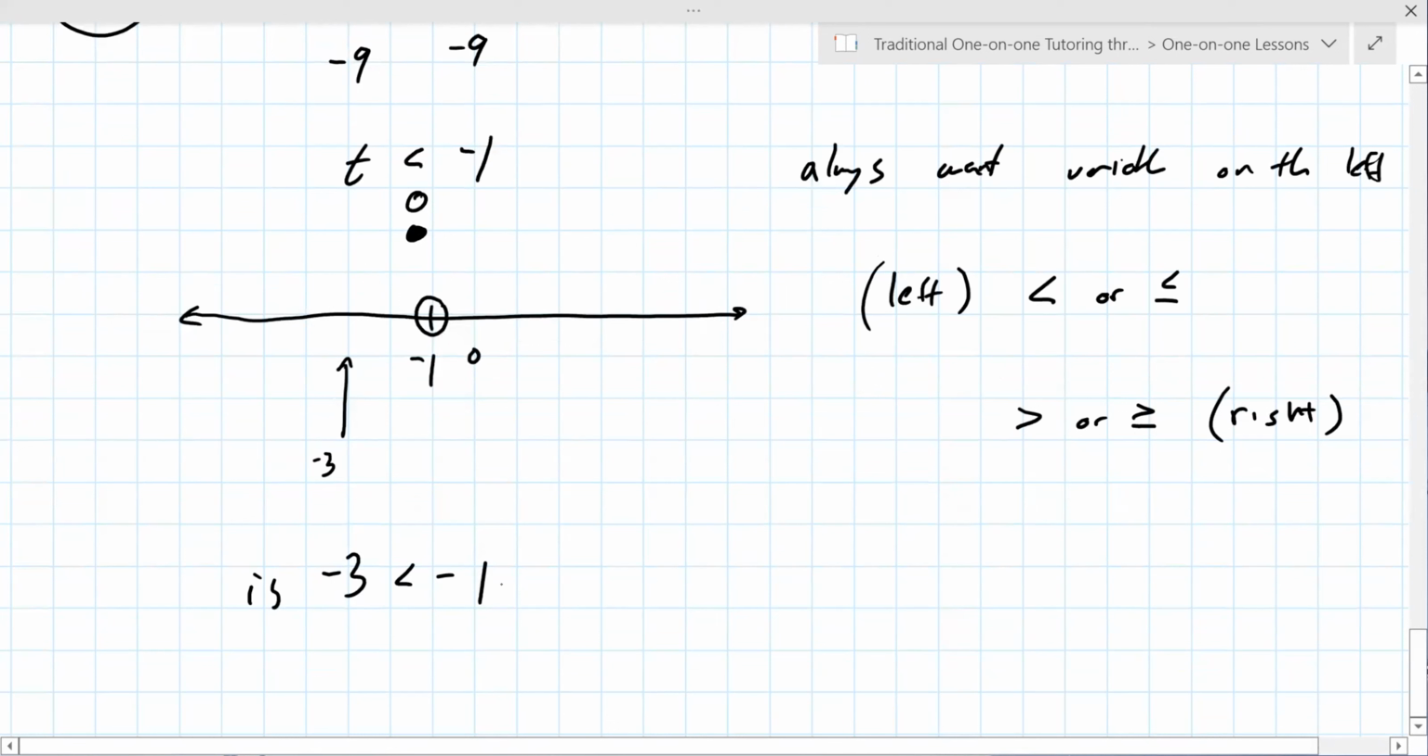Is this true? And you've got to be comfortable with that. It's like, well, what does that really mean? This is true, but maybe that's uncomfortable.